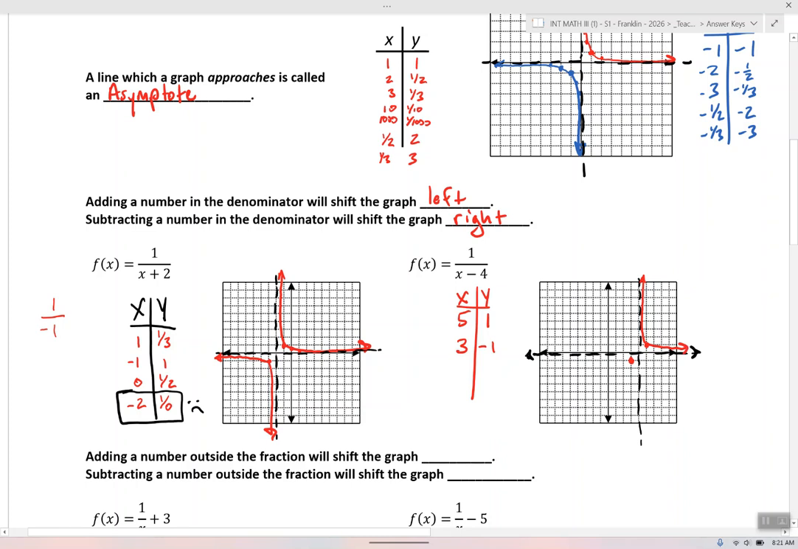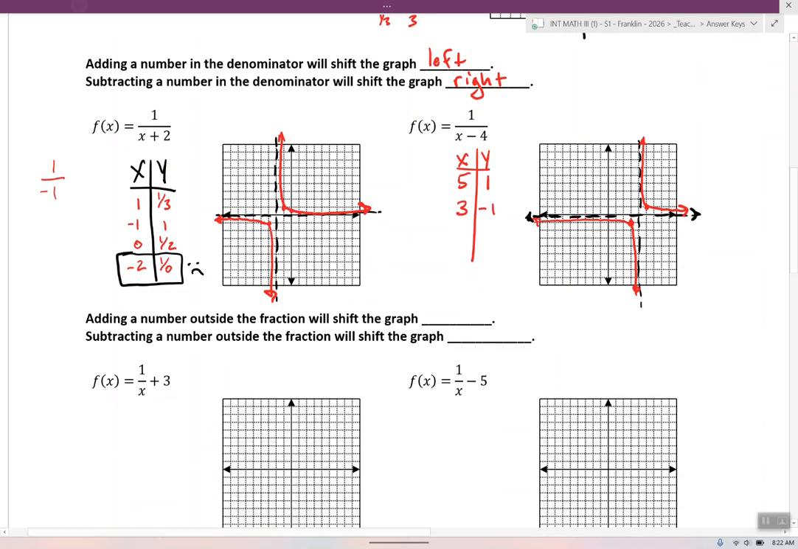And that's always a good idea, just to double check those values to make sure you've moved your asymptotes to the correct spot. Check those corner values, make sure that those are what you think they will be, and the rest should work. Now that's what happens if we put a number in the denominator with x, adding or subtracting. Let's see what happens if we add or subtract a number to the outside.